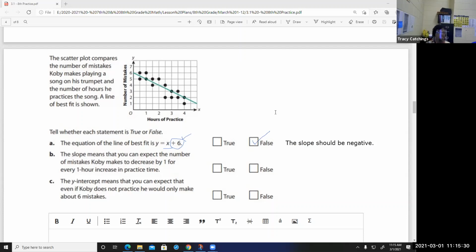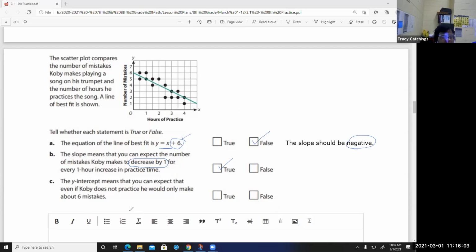All right, part B says the slope means that you can expect the number of mistakes Kobe makes to decrease by 1 for every 1 hour increase in practice time. Decrease by 1. All right, now we said it shouldn't have been positive. Somebody said it was negative. So can we say it's decreasing? That will be correct.